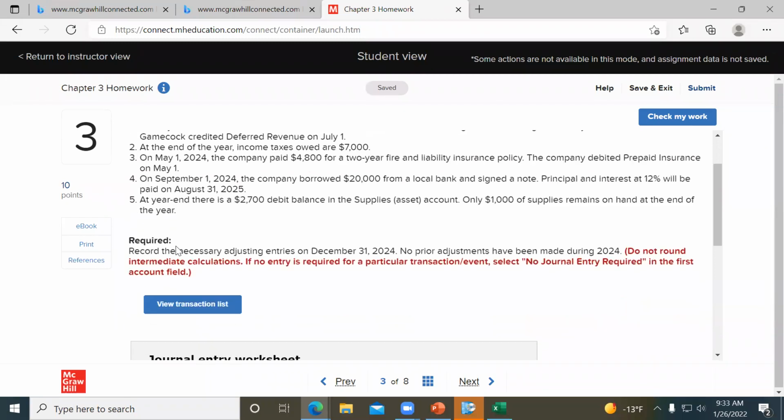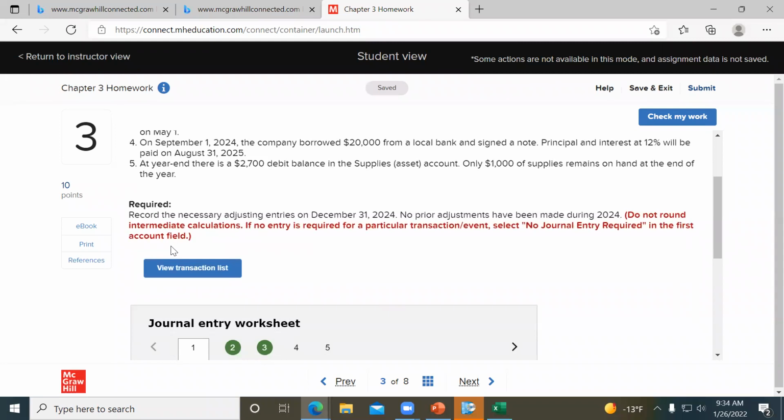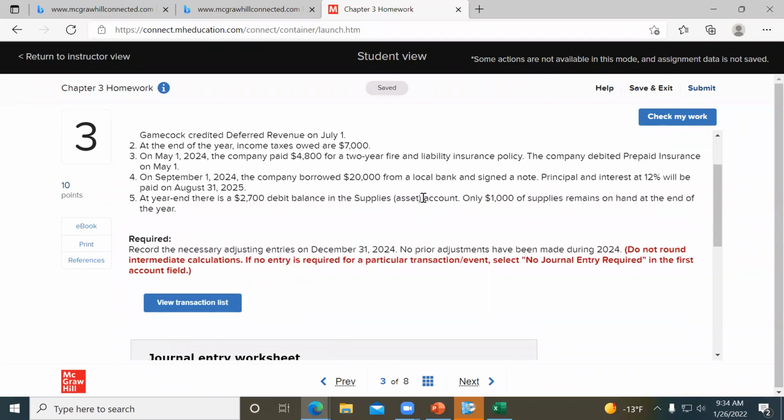I'll take it. I might need some help, though. On September 1st, 2024, the company borrowed $20,000 from a local bank and signed a note. Principal and interest at 12% will be paid on August 31st, 2025. So we have incurred or accrued interest expense for 4 months, September, October, November, and December. Okay.